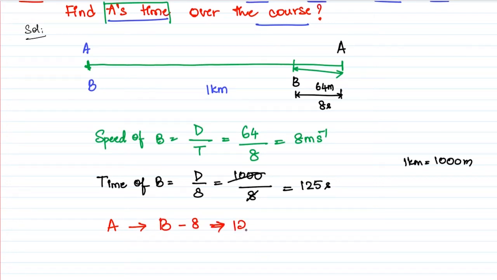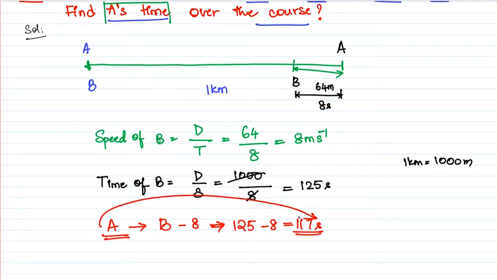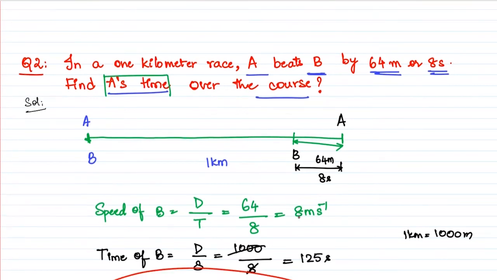So this will become 125 minus 8. So you get 117 seconds, right? So therefore, the time taken by A is nothing but 117 seconds. So this is simple, right? So this is very simple, right?